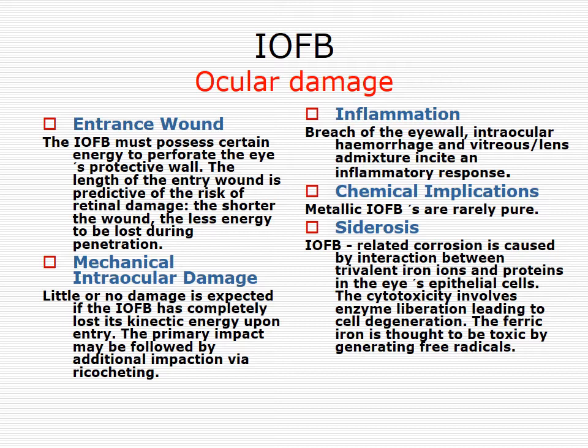The inflammation and the chemical complication are another issue. Intraocular foreign body related corrosion is caused by interaction between trivalent ions and proteins in the eye. The cytotoxic effect of the iron released inside the eye, with the subsequent enzymatic liberation, leads to cell degeneration. The ferric iron is thought to be toxic by generating free radicals.